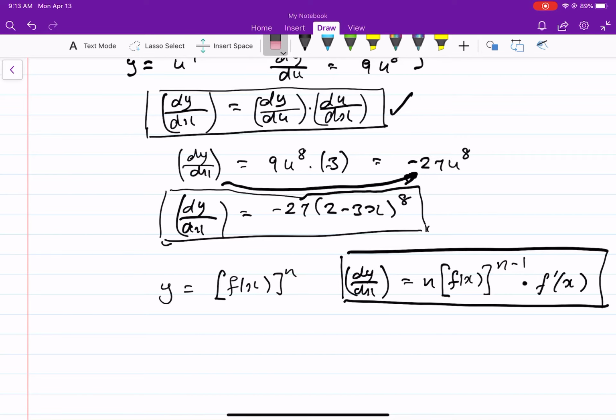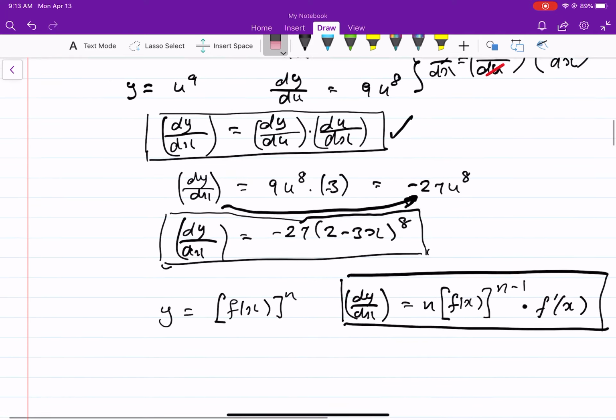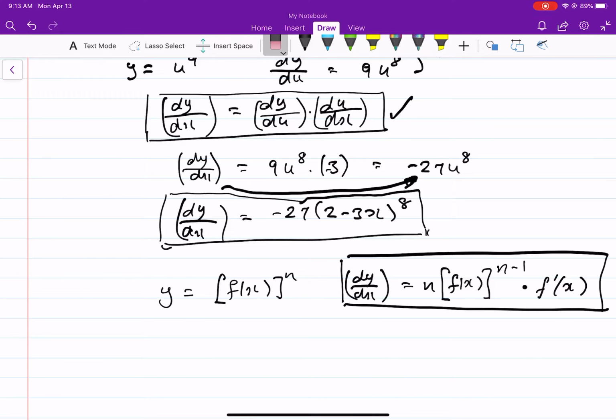If you were using it in an application, then you probably want to use the long form of the chain rule. So application form or long form. And this is a short form of the chain rule.